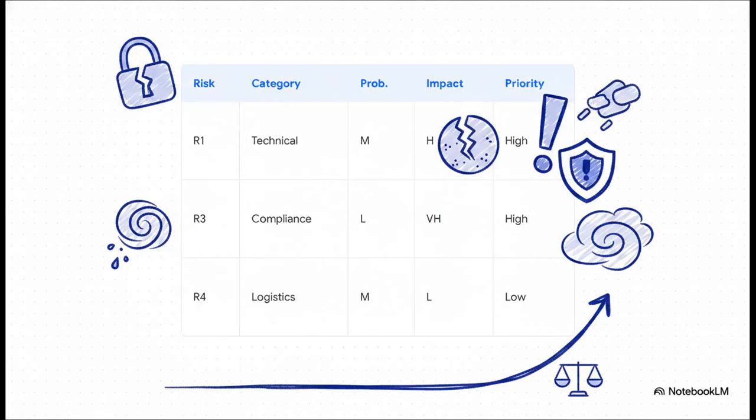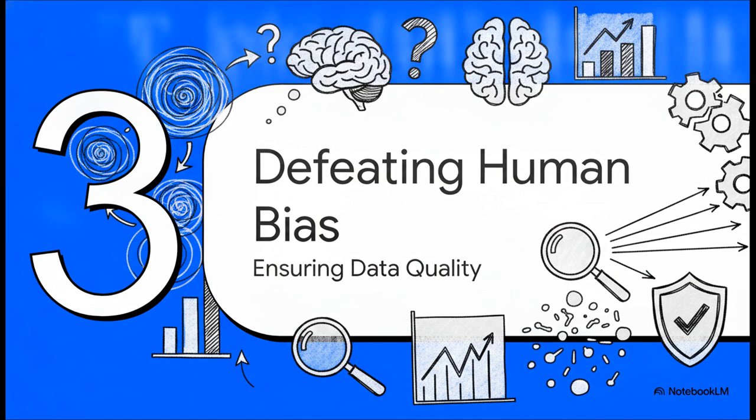Let's look at a real-world example from a county health digitization project. Take risk R3 here, the data privacy gap. Sure, it has a low probability of happening, but because it's a compliance risk with a totally catastrophic, very high impact, we're talking massive data breaches, complete loss of public trust, it rightfully demands a high priority ranking. This perfectly shows why context and knowing your organization's specific risk thresholds matters just as much as those raw probability scores. Which brings us to our next section, defeating human bias to ensure data quality.